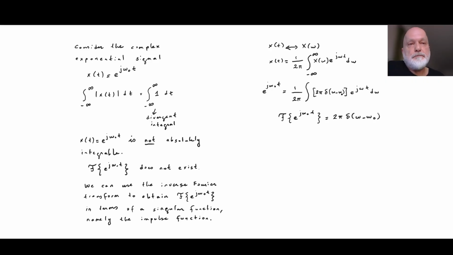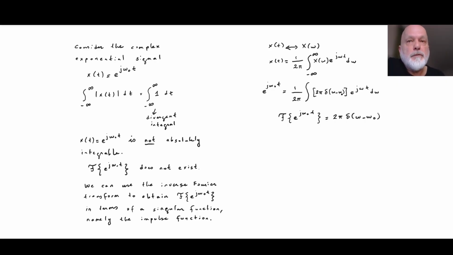Now here, it may seem that we have used some contradictory discussions to obtain this result. First of all, we started with the expression and tried to use the Fourier transform integral directly, and there we observed that e to j omega 0 t is not absolutely integrable, therefore the Fourier transform does not exist. But then, by a different argument, we have obtained the Fourier transform. But this is not a contradiction.